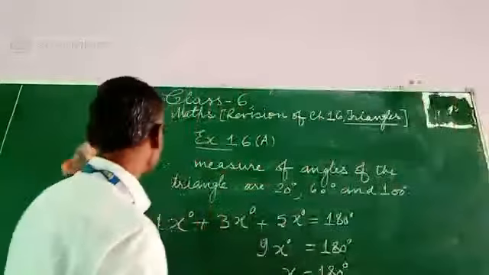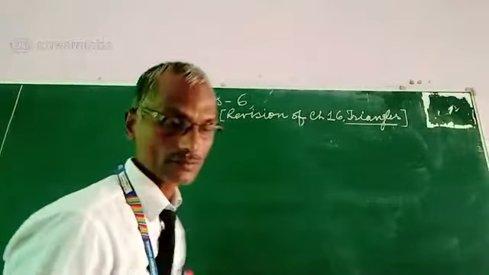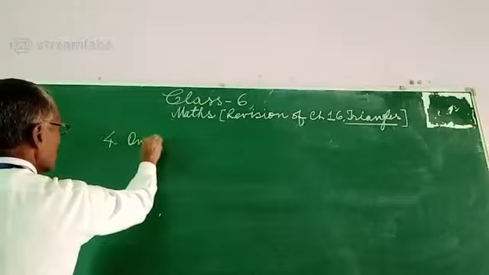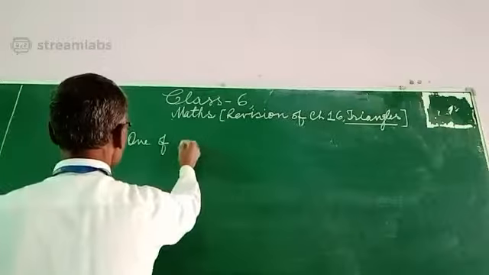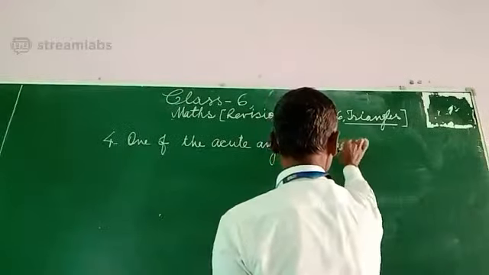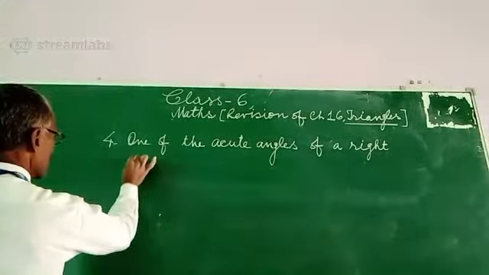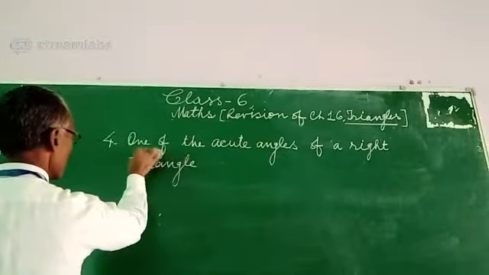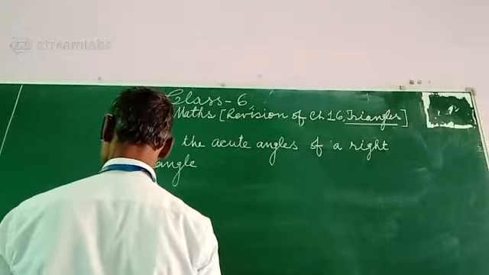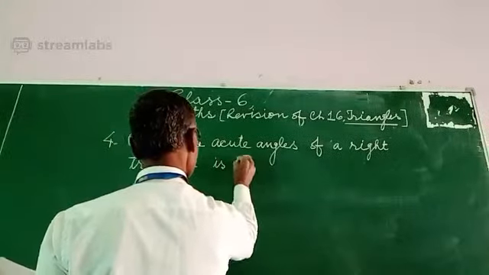Look here, question number 4. In this question it is given that one of the acute angles of a right triangle is 50 degrees.